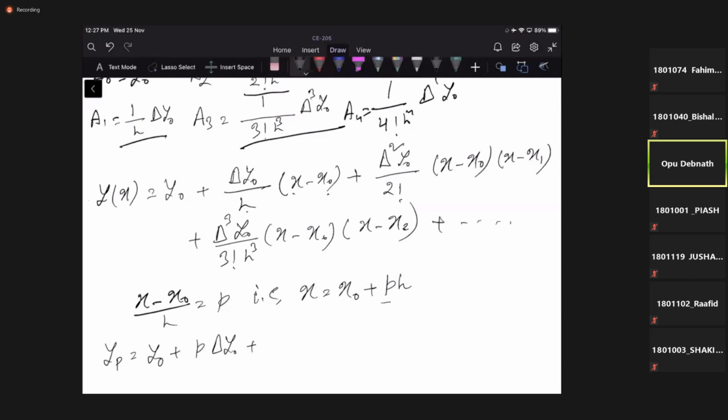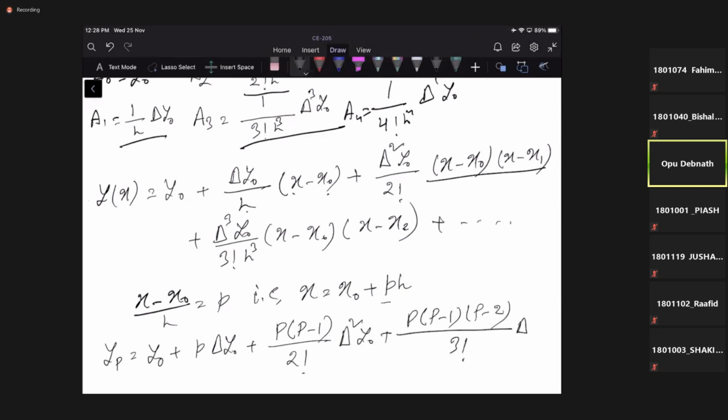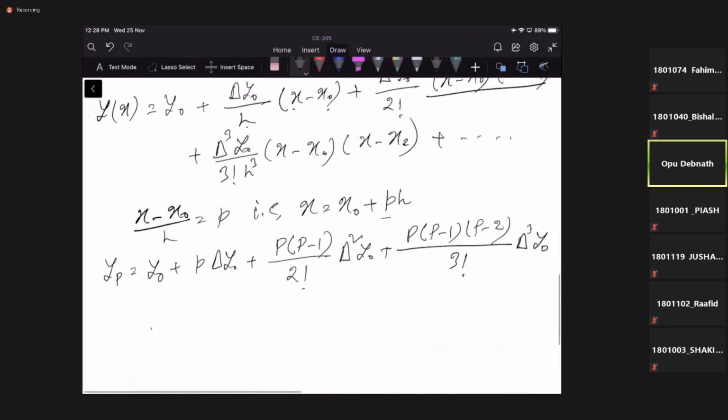del y0 is the second term, then this will be p into (p minus 1) by 2 factorial del square y0 plus p into (p minus 1)(p minus 2). These things are rewritten in this form, and if you put these values of x here, after the simplification you will get this type of numerical relation. This is the background of this equation, and so on, it will continue, plus plus, and now you can see a harmony in this equation.